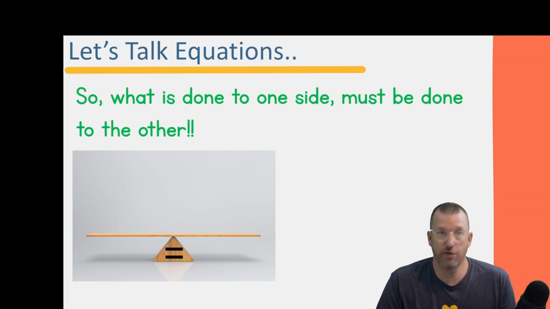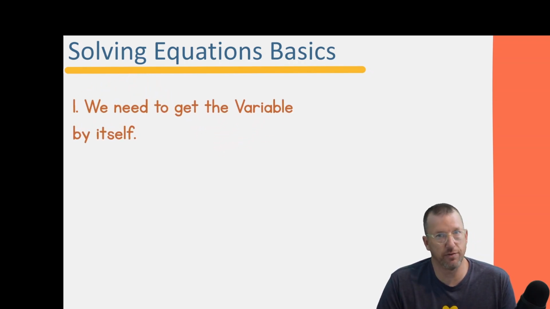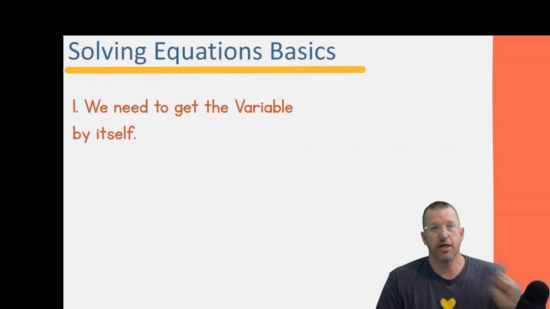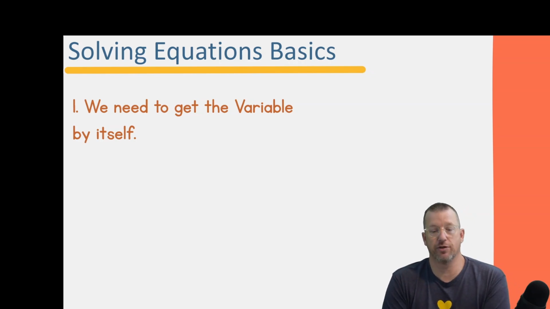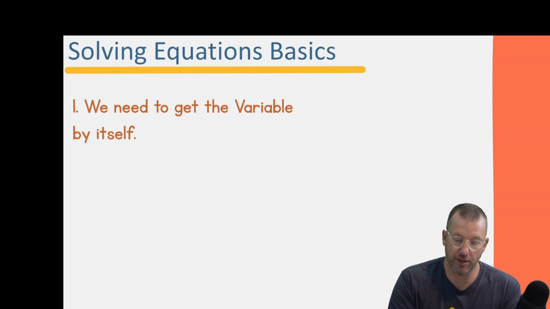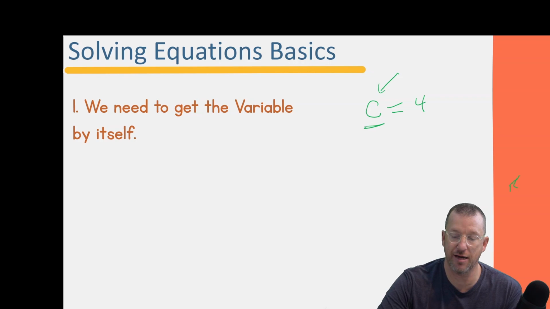Now, when we're solving equations, here are 3 things I want you to think about, for these basic one-step equations. First thing is we're always trying to get the variable by itself. The variable is the letter in these equations. At the end of solving an equation, we want to be able to say something like C equals 4. We want to get this by itself. Once it's there, then we'll have an equal sign, and this side will be the answer.